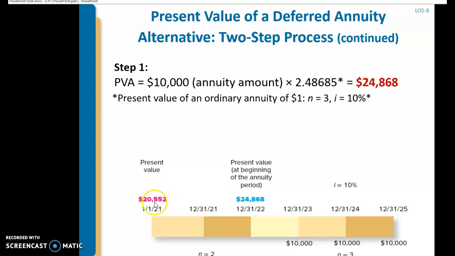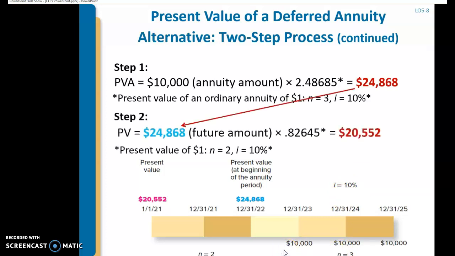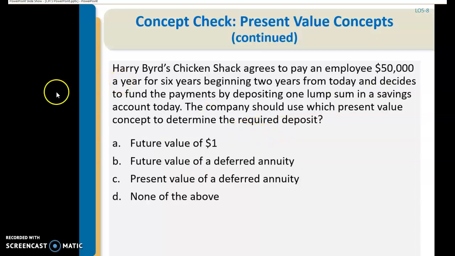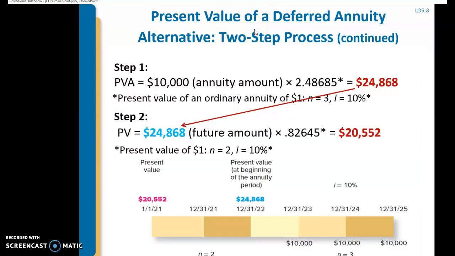But the payments don't begin for 2 more years. So what we need to do is find the present value of this amount, the single amount, where n equals 2 and i equals 10. So go to your present value tables and find the factor. I did not mean to do that. Let me go back up. This is what the factor is going to be.